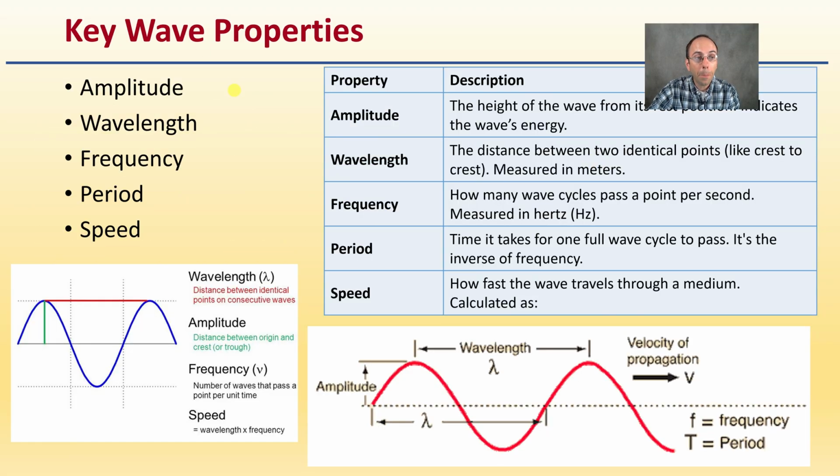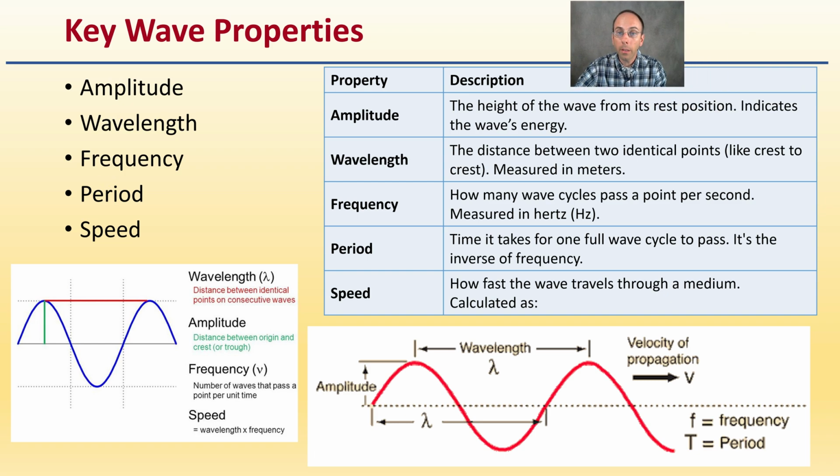Now those key wave properties are amplitude, wavelength, frequency, period, as well as speed. We can see them all quickly summarized in the table right below here, but we're going to talk about these in a little bit more detail to give you some relation and a deeper understanding of them. Wavelength, again, is the distance between identical points on consecutive waves. Amplitude is the distance between the origin and the crest or the trough. Frequency is the number of waves that pass through per unit time, and speed is wavelength times frequency. We can see them all described here.